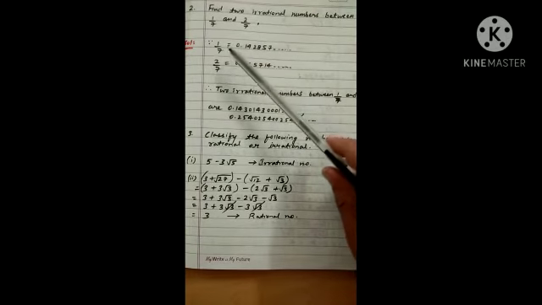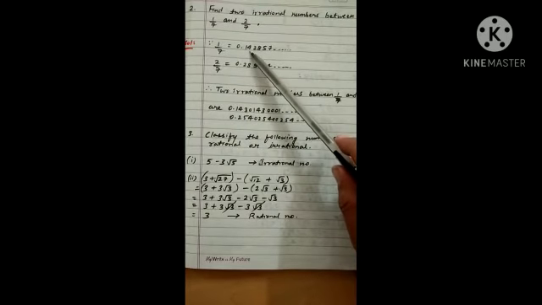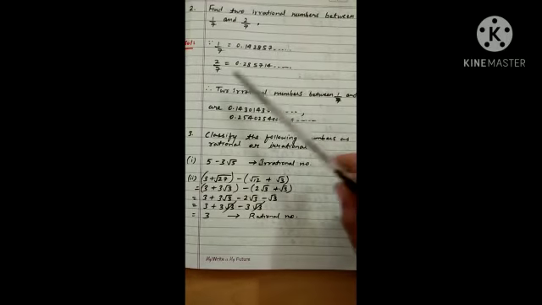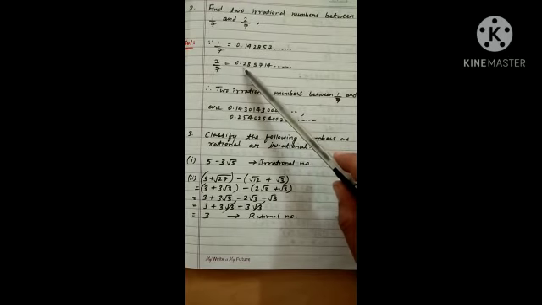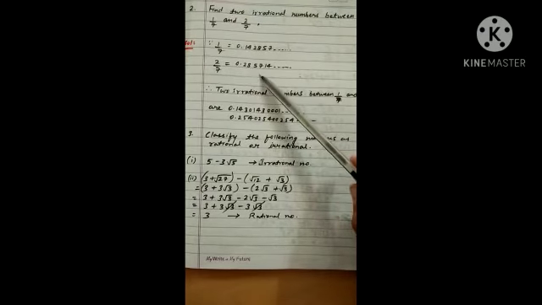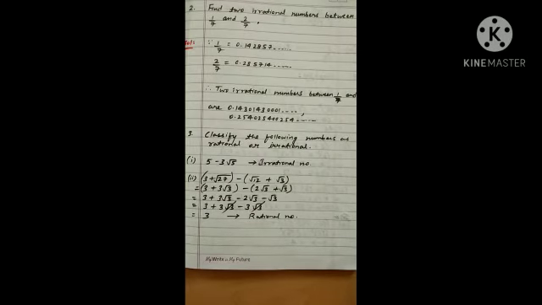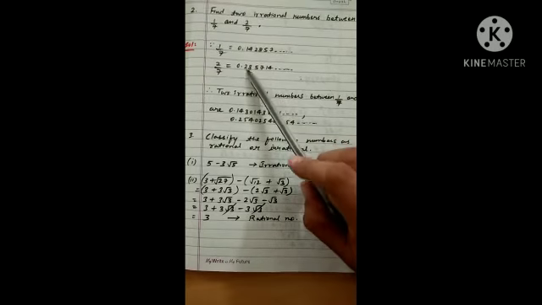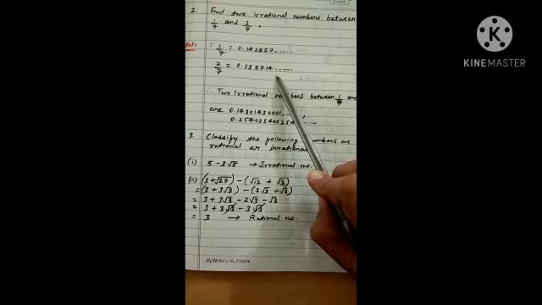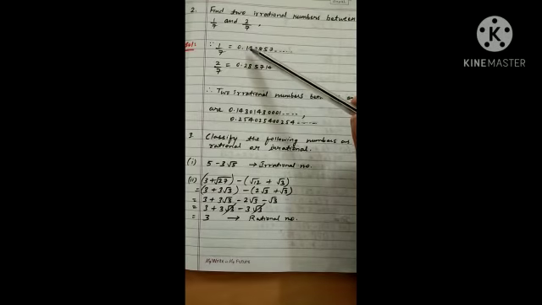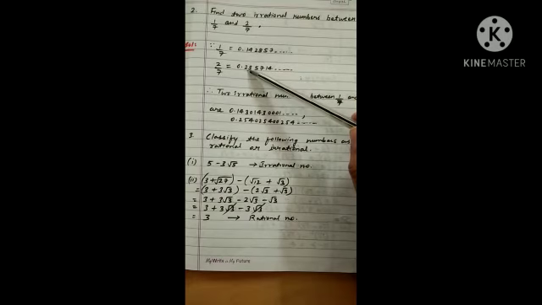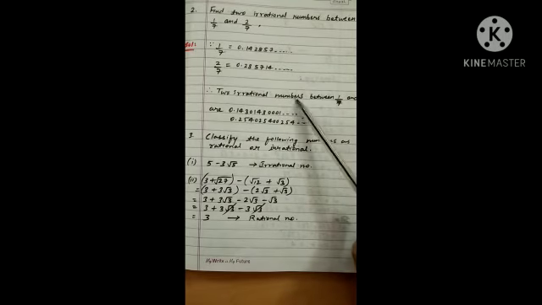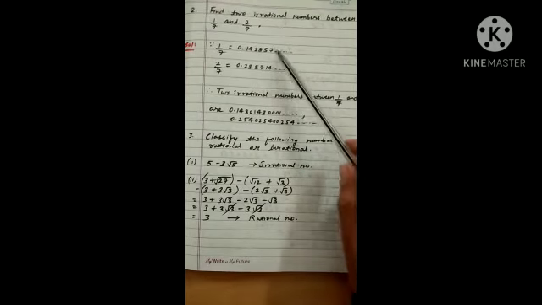Find two irrational numbers between 1 by 7 and 2 by 7. 1 by 7, on dividing, we will get 0.142857. 2 by 7, we will get 0.285714. So 1 by 7 equals 0.142857 and 2 by 7 equals 0.285714. The very first decimal place is 1 here and 2 here. The next place is 4 here and 8 here. So we have to find two irrational numbers between these two decimal values only.